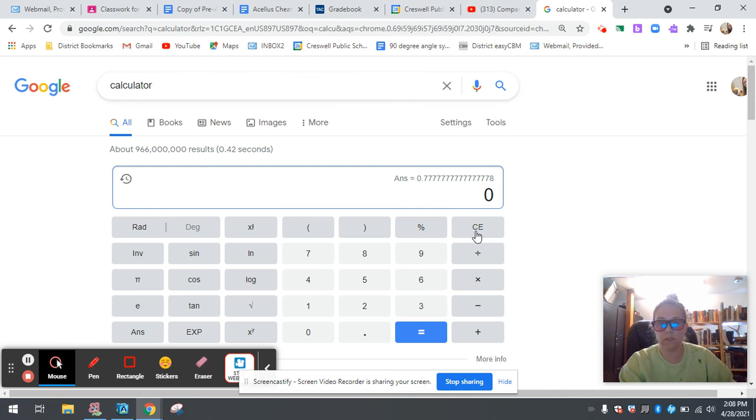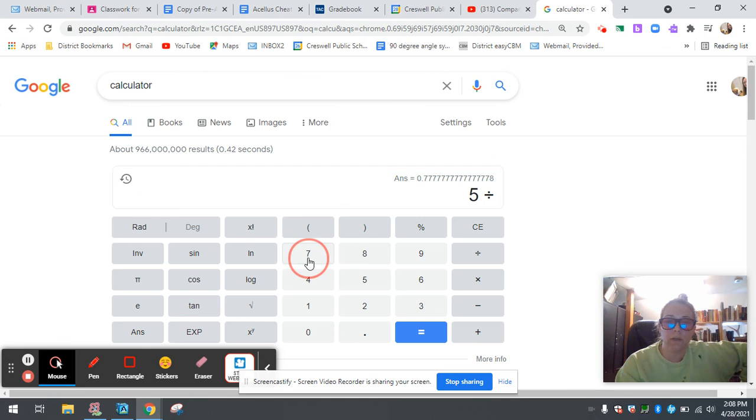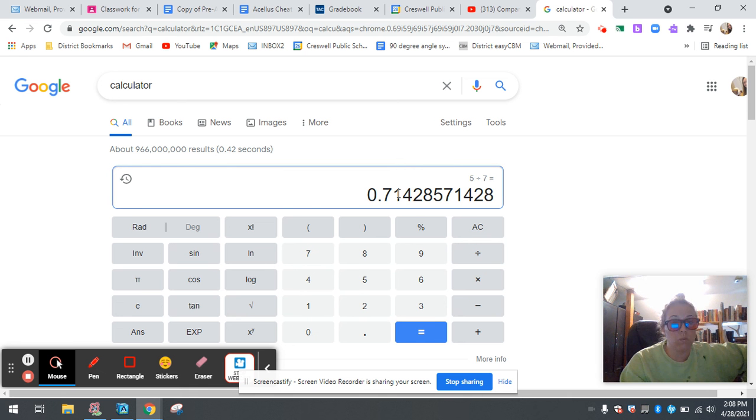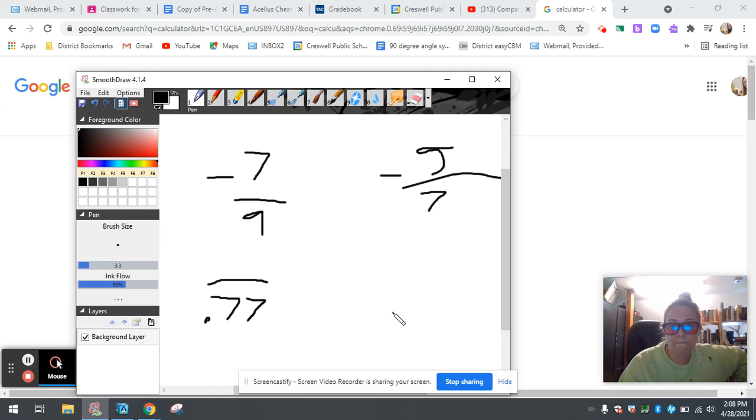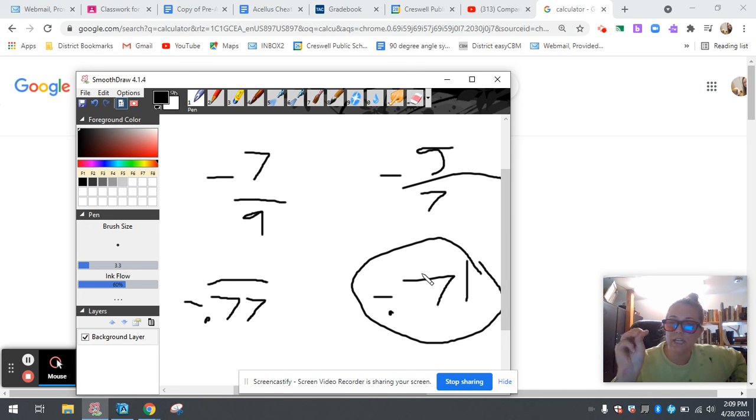Let's see what 5/7 is as a decimal. 5 divided by 7, you get 0.71428571428. I'm just going to write 0.71. Okay? So remember, these are both negative. So this one is greater. The smaller negative number is greater than the larger negative number. It's the opposite for positive numbers. Obviously, the larger positive number is greater than the smaller positive number.